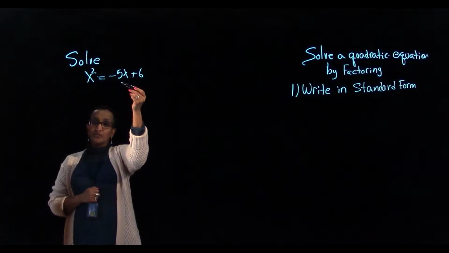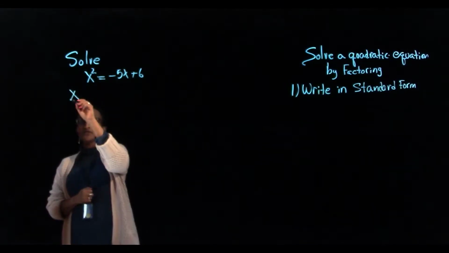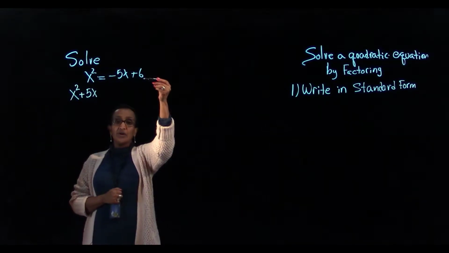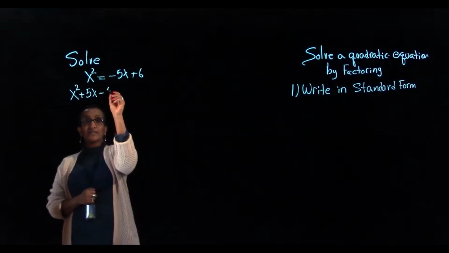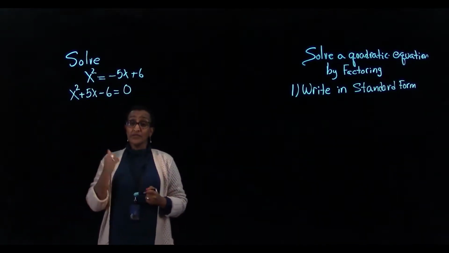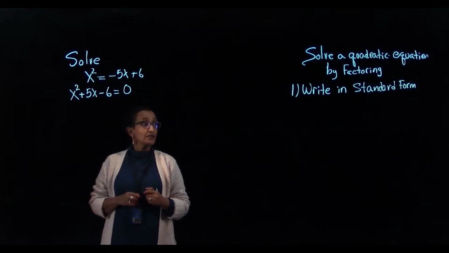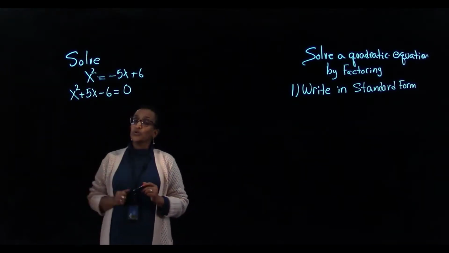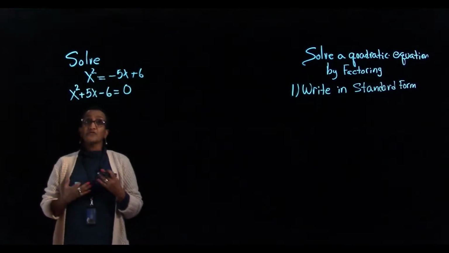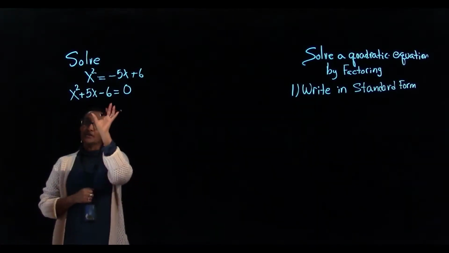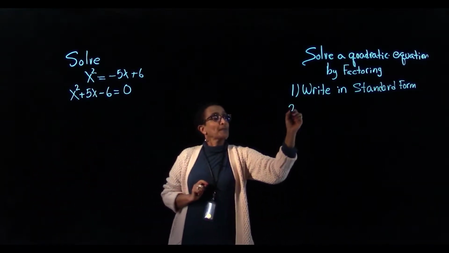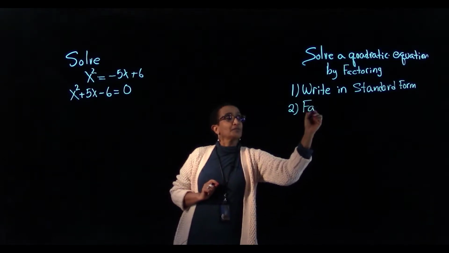The opposite of subtraction is addition. I'm going to add x squared plus 5x. And the opposite of adding 6 will be subtracting 6. We now have the quadratic equation in standard form. The next thing that we're going to do is make use of what we've learned in chapter 4, factoring. How do we factor this trinomial of second degree?